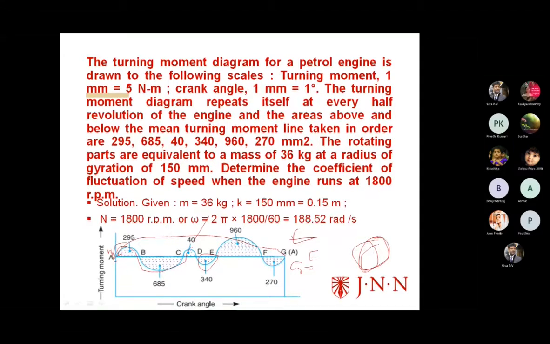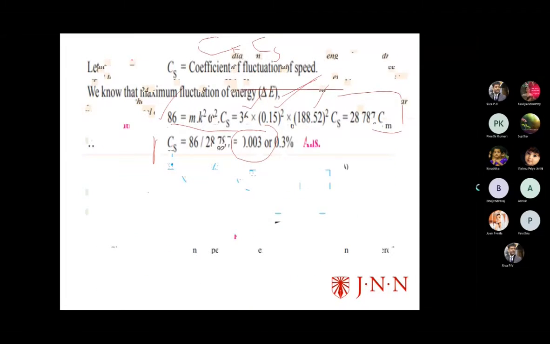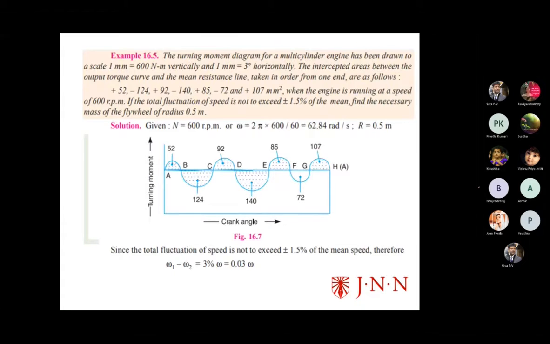Yes, sir. Okay, good. So now similarly problem number 2. The turning moment diagram for a multi-cylinder engine has been drawn to a scale of 1 mm equal to 600 Newton meter vertically, and 1 mm equal to 3 degree horizontally. Horizontal means crank angle, vertical means turning moment. The intercepted areas between the output torque curve and the mean resistance line, taken in order from one end, are as follows: plus 52, minus 124, plus 92, minus 140.